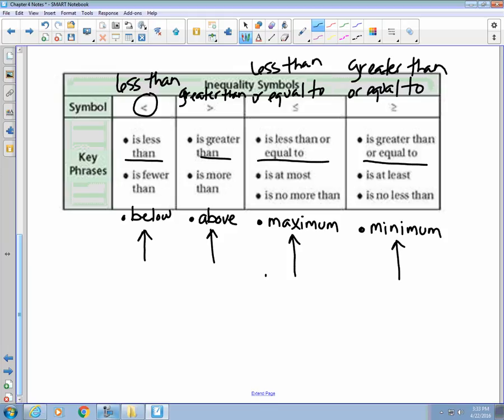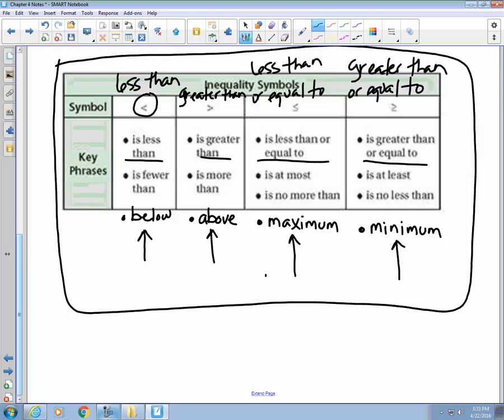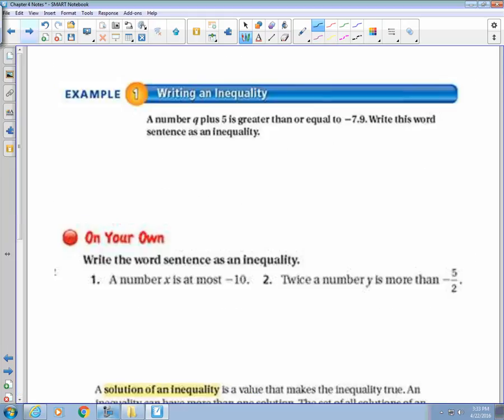Greater than has to be above something, and less than has to be below something. So this chart, it's very, very important for you to know these phrases and what they mean. So please make sure you put some time in to understanding those and asking questions whenever you are unsure. All right, so let's look at some examples.